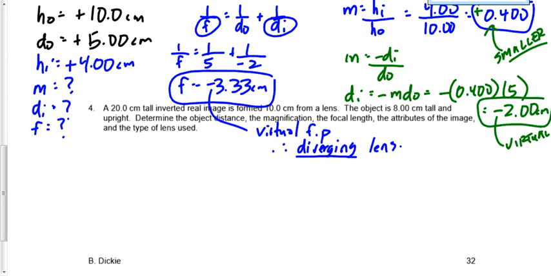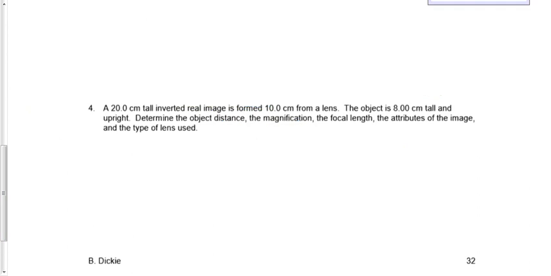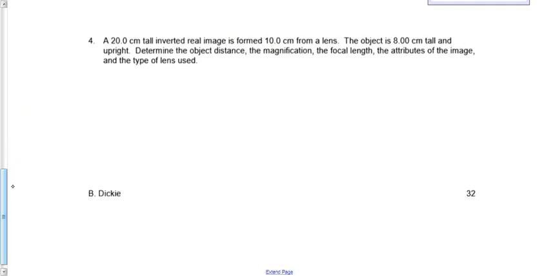Let's take a look at our last question, number 4. This is a 20 centimeter tall inverted real image. So we're going to say HI here is 20 centimeters. If the image is inverted, then HI is positive or negative? Negative. Good, Alex. Negative 20 centimeters. The image is formed 10 centimeters from the lens. So we're going to say DI is 10.0 centimeters.